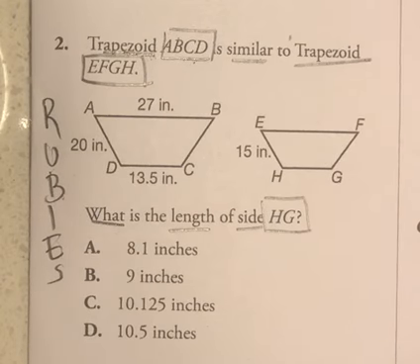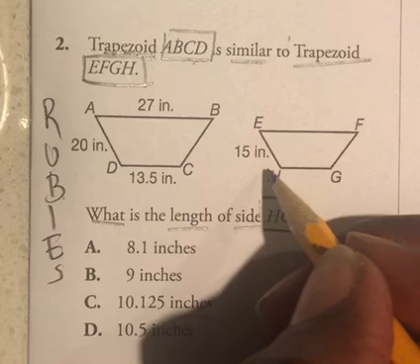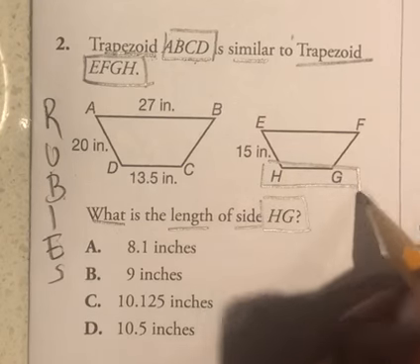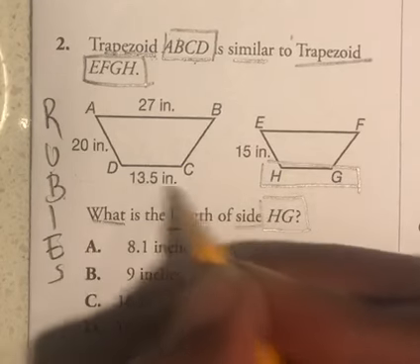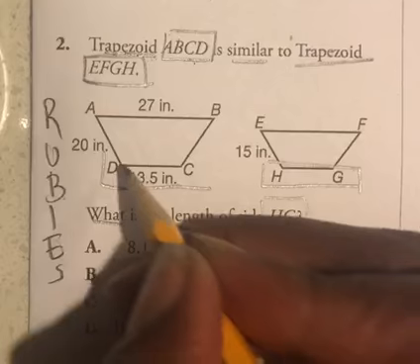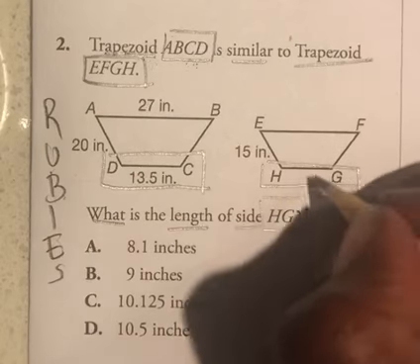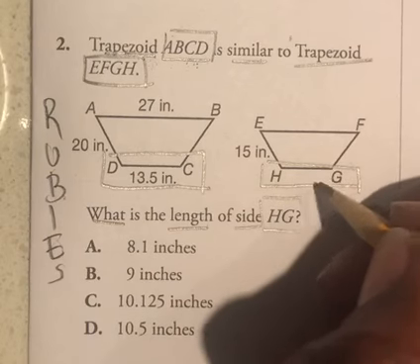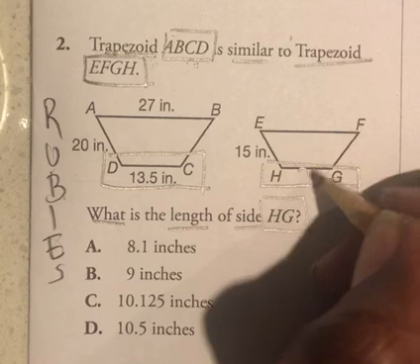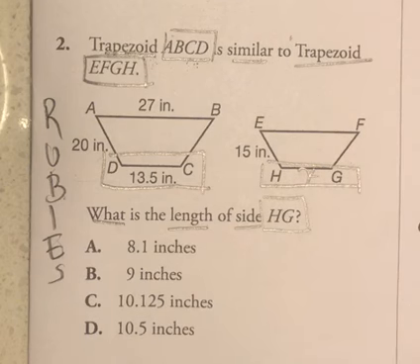Well, first thing that we look is we can see that side HG is here on the second figure. Let's go ahead and box that and its corresponding side of DC. Well, inside HG, since that's what I'm looking for, I'm going to put a variable. So I'm going to put an X there. I also want to see what else do I know. So where else do I know the values for both of the sides?